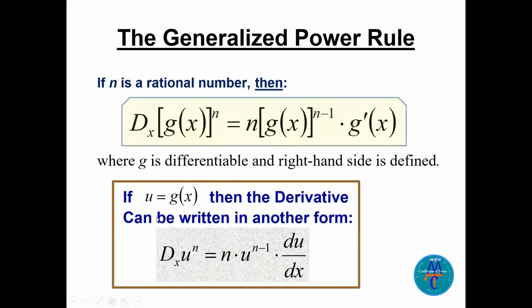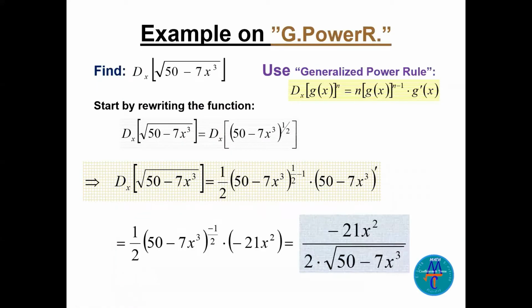Let's see the generalized power rule we have mentioned before. The derivative of a function g of x all to the power n: we can bring the n down, times g of x to the power n minus 1, times the derivative of the function inside, which is g prime of x. And this is one example on the generalized power rule.